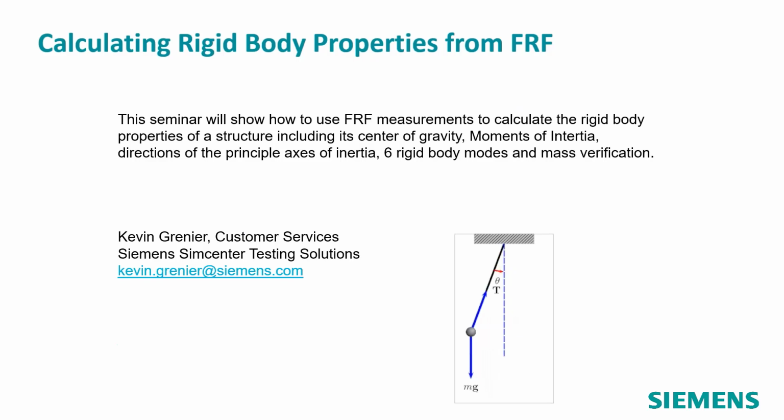So today, we're going to show a seminar that will show how to use FRF measurements to calculate the rigid properties of a structure, including its center of gravity, the moments of inertia, the direction of the principal axes of inertia, 6 rigid body modes, and you can also verify the mass. You tell us the mass during it, but if you look at the mass of the rigid body modes, it kind of gives you an indirect calculation of the mass as well.